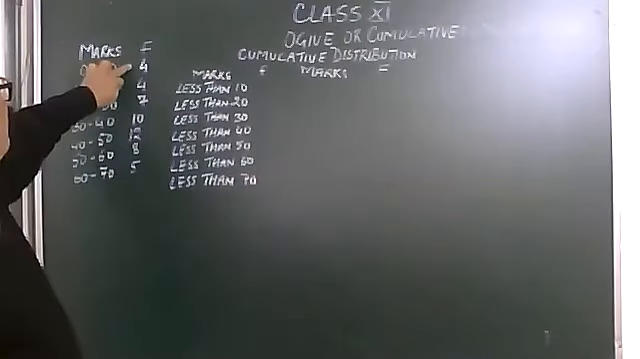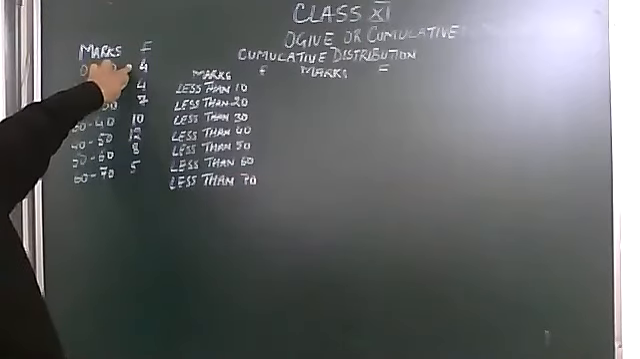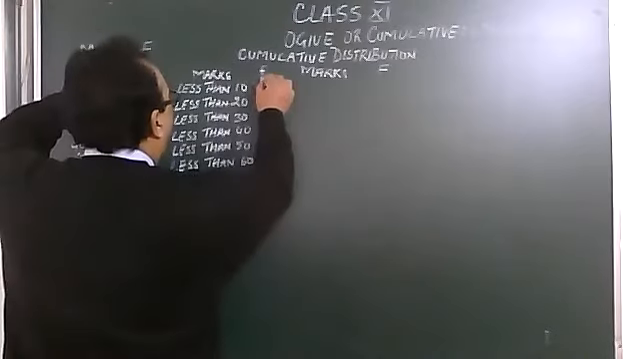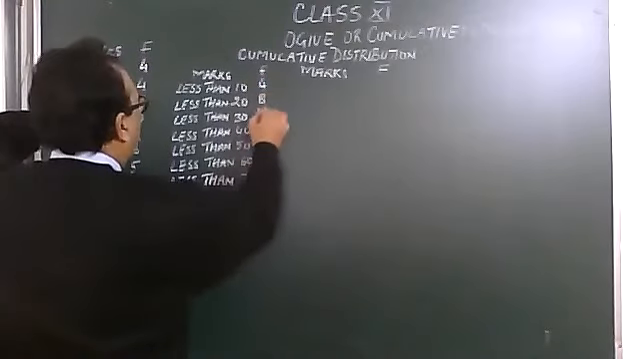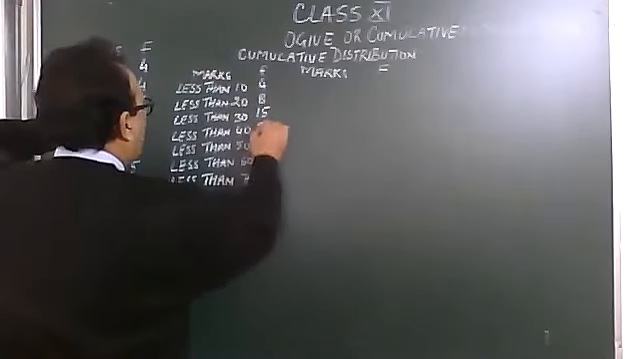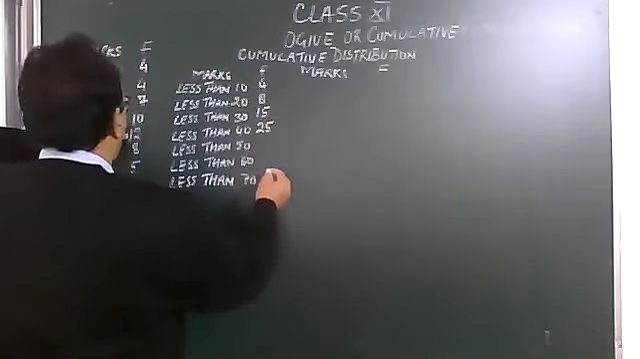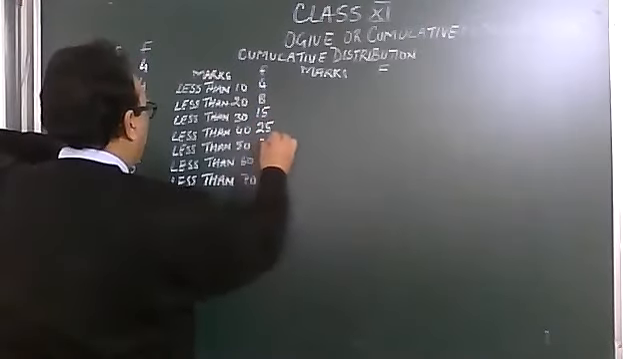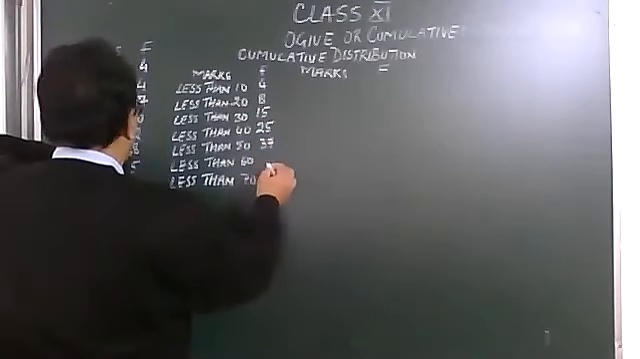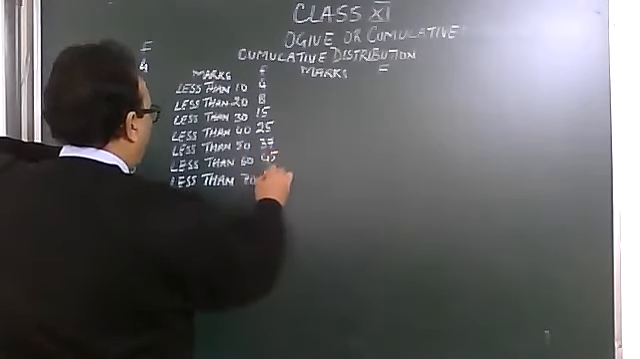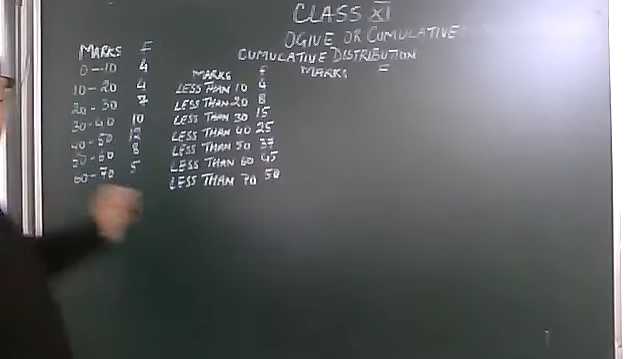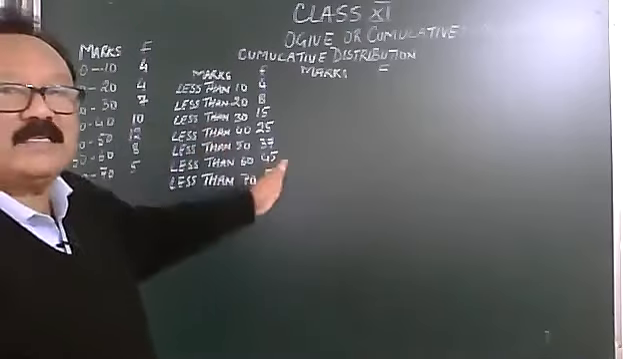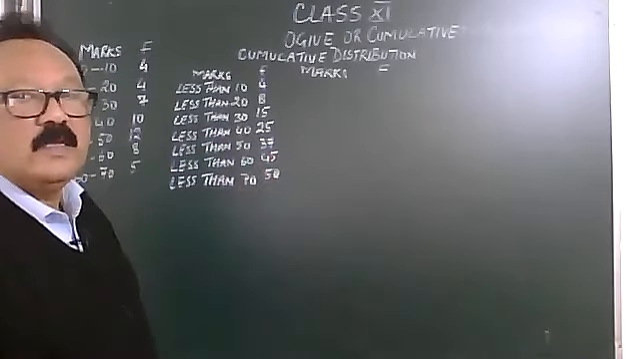Now what do we do with the frequency? The frequency will be cumulated, added up. So the first one will be 4, 4 plus 4, 8, 8 plus 7, 15, 15 plus 10, 25, 25 plus 12, 37, 37 plus 8, 45, 45 plus 5, 50. This is how we have converted the data into a less than series.